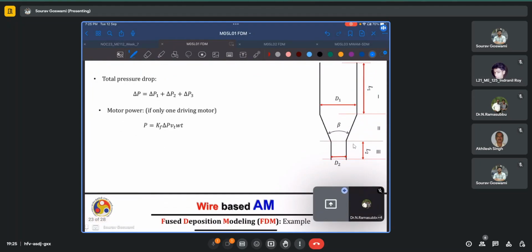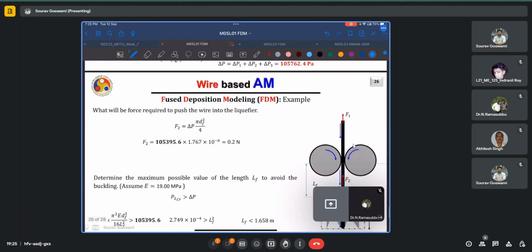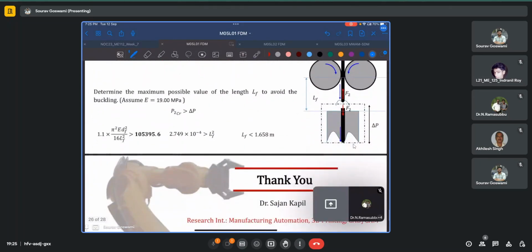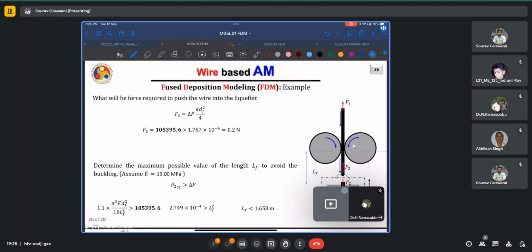Similarly, the motor power and the RPM can be calculated. Here is a quick numerical which uses all the formulas derived, so I'm not touching on it again. As you saw, the buckling length or the critical length has been computed from the buckling calculations based on Euler's formula or Euler's model.